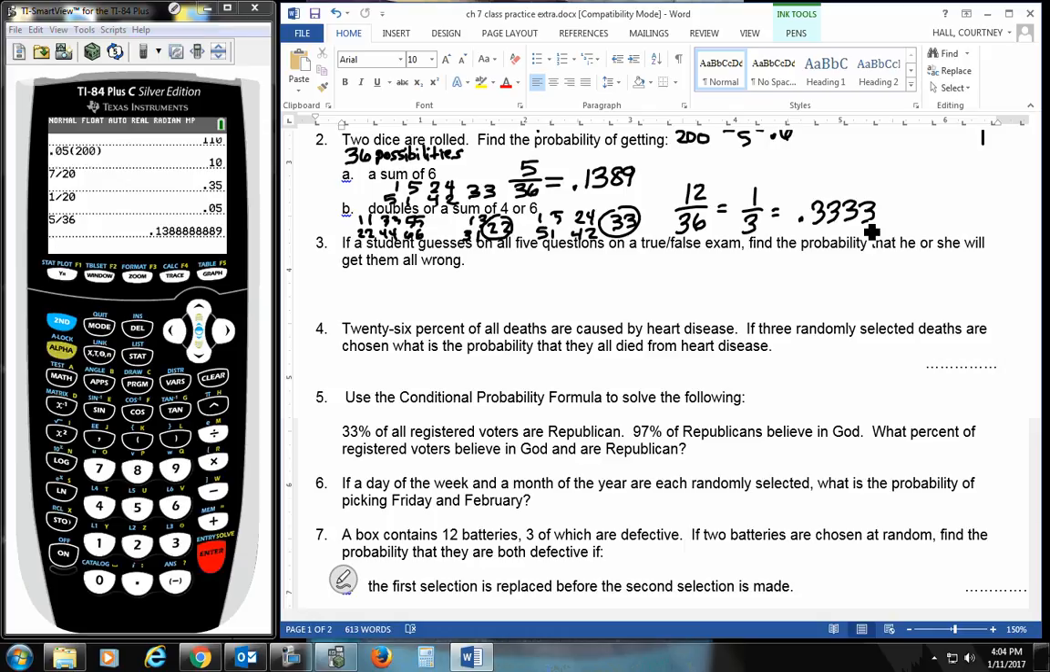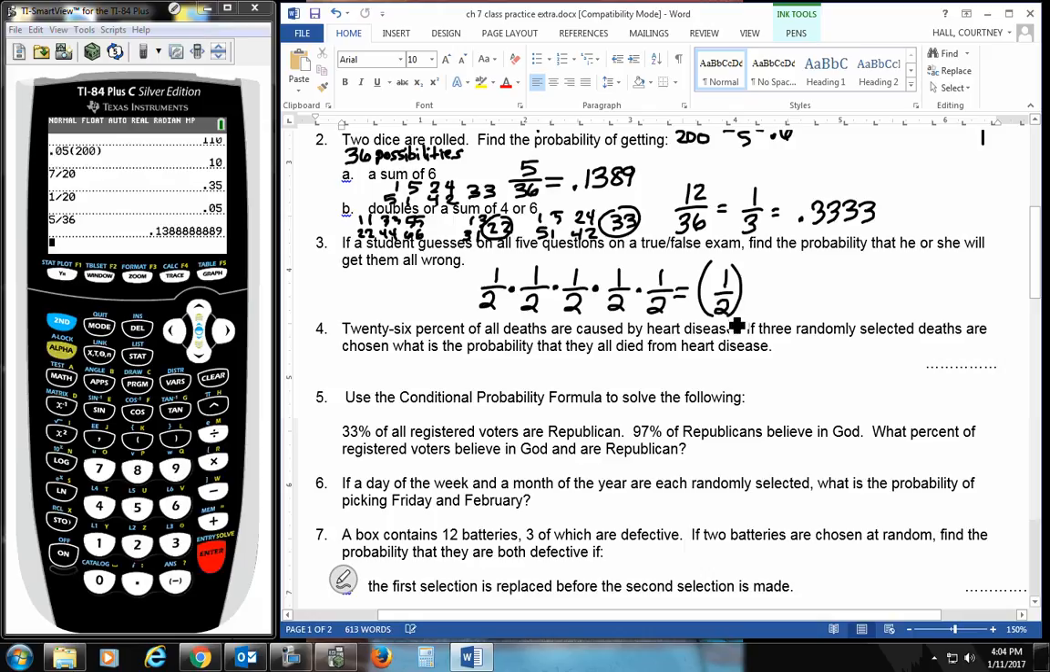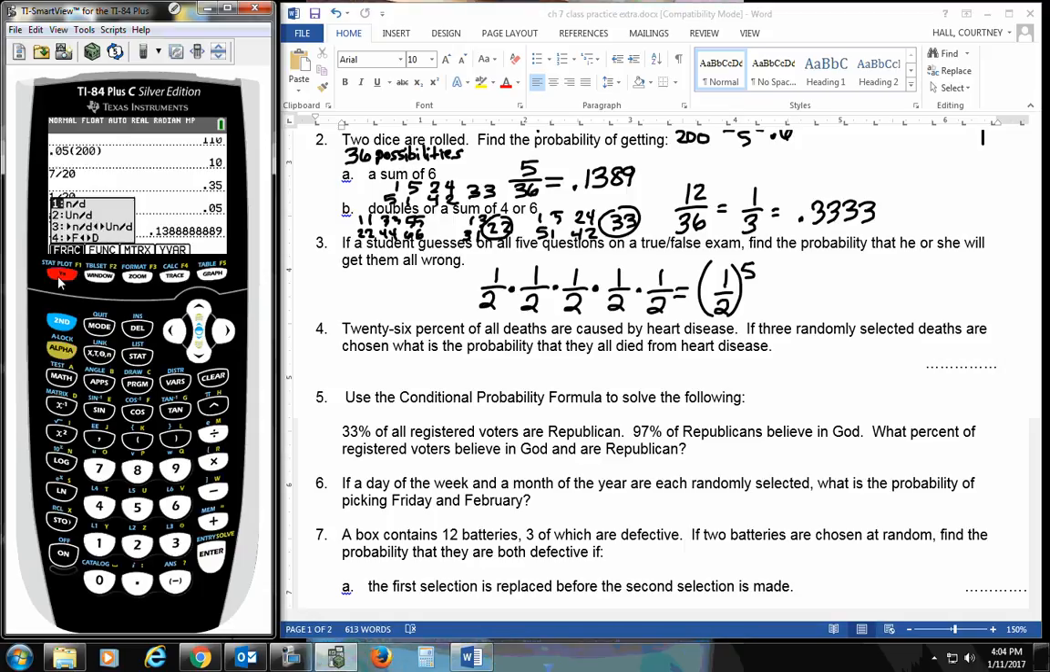But you have 5 questions. So on the first question, I have a 1/2 probability. On the second question, I have a 1/2 probability. On the third question, I have a 1/2 probability. On the fourth question, 1/2 probability. And on the fifth question, 1/2 probability. So to make it shorter for myself, I would just do 1/2 to the 5th power. And so when you multiply that out, I would do 1/2.